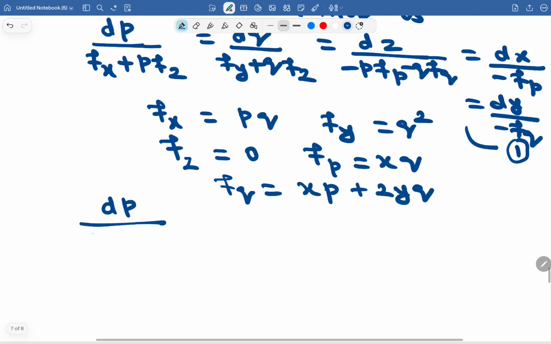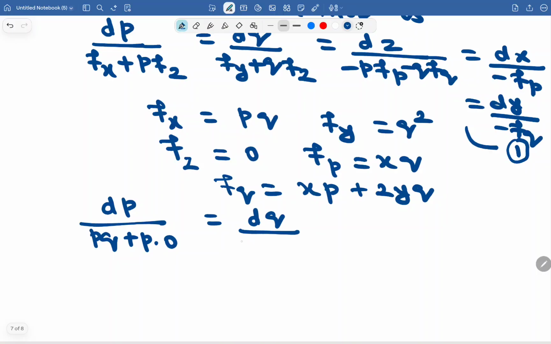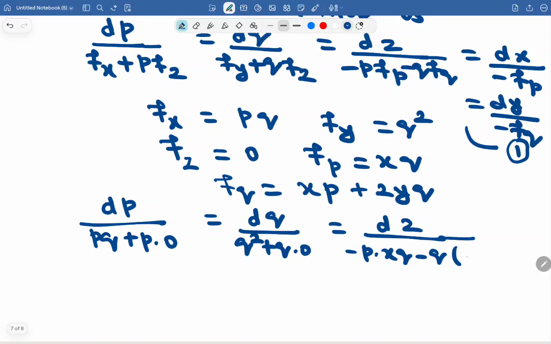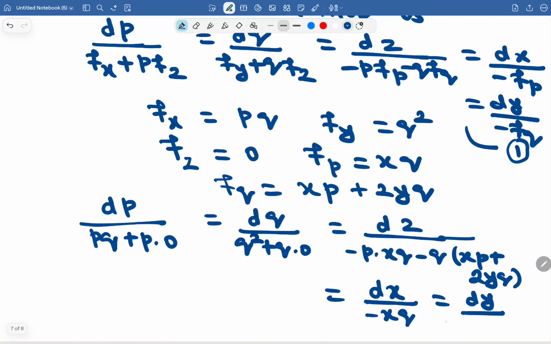dp by pq plus p into 0, equal to dq by q square plus q into 0, equal to dz by minus p into xq minus q into xp plus 2yq, equal to dx by minus xq, equal to dy by minus xp minus 2yq.